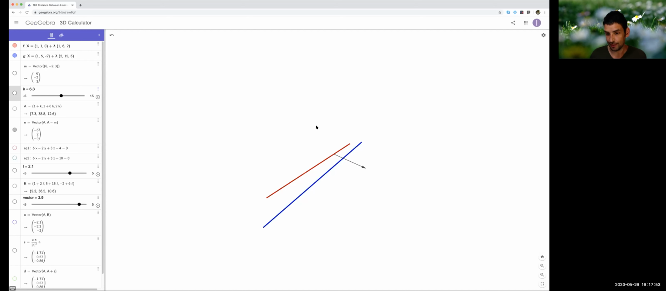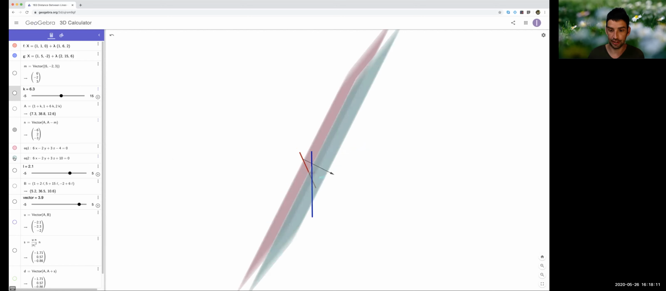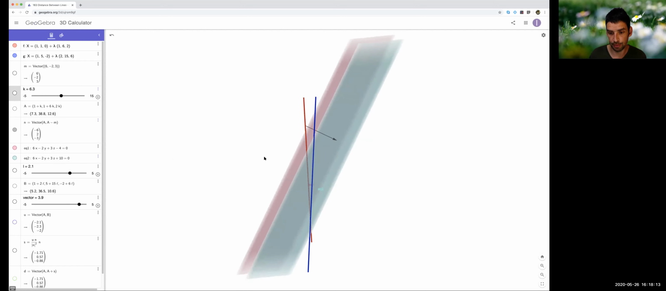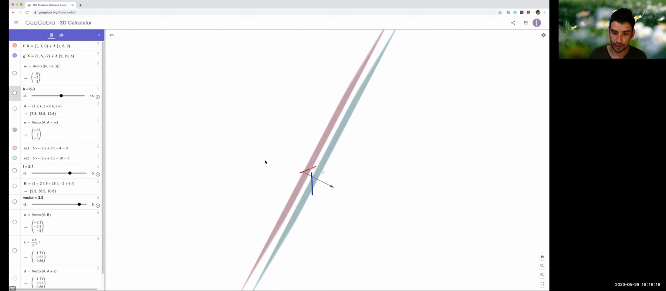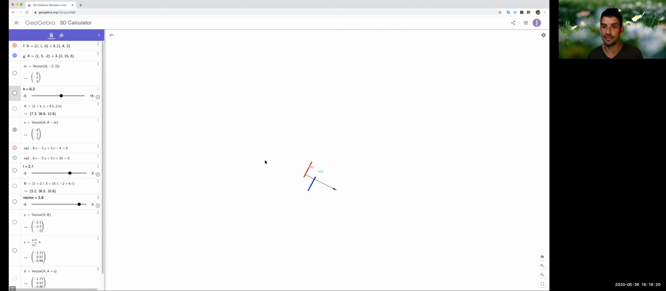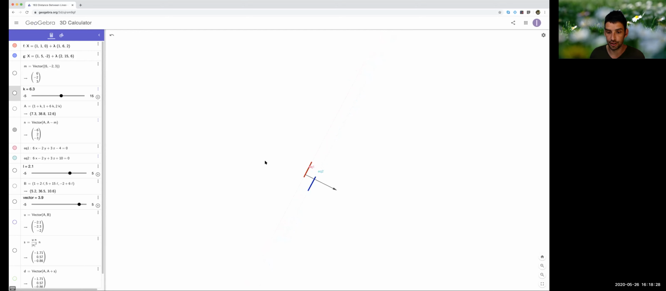For any 2 lines in space that aren't intersecting, I can find 2 planes, a plane containing each line, that also don't intersect. Right, so here I've got a blue plane containing the blue line and a pinkish plane containing the red line. And if we look at them from this direction, you can barely see the planes anymore because we're looking straight on.